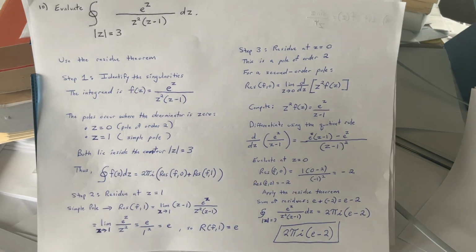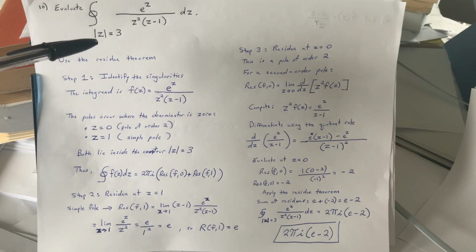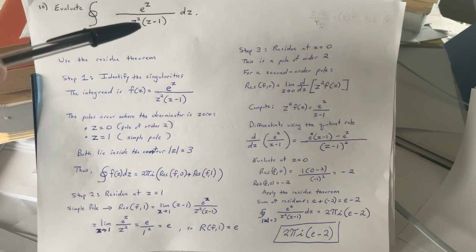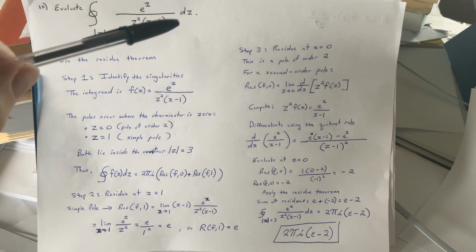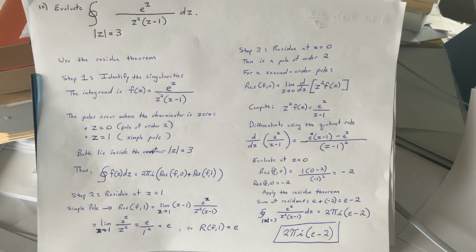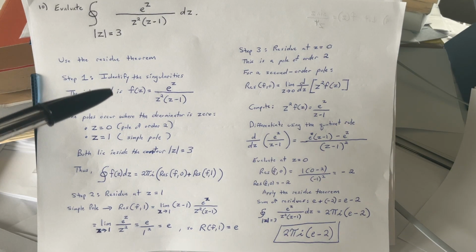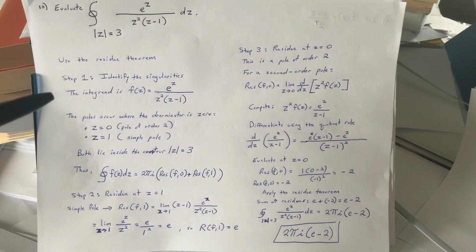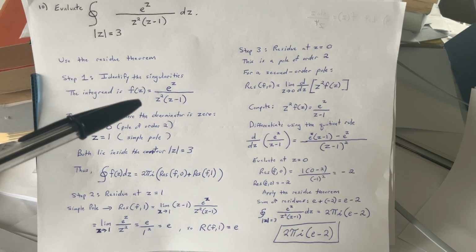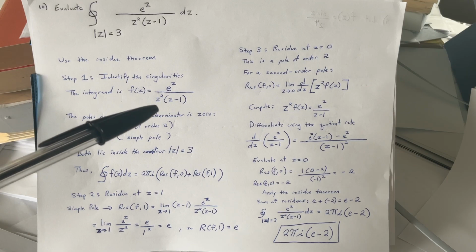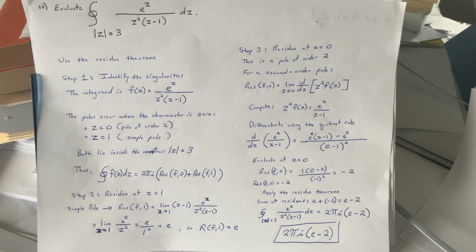Okay, so we have this integral to evaluate: the integral over modulus z equals 3 of e to the z over z squared times the quantity z minus 1, dz. Again, we're going to use the residue theorem. Step 1, we identify the singularities. The integrand we write as f of z equals e to the z over z squared times the quantity z minus 1.